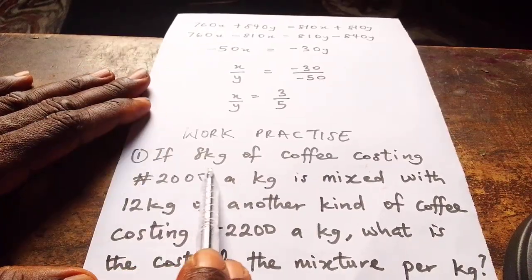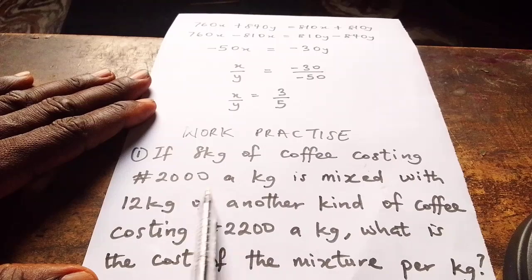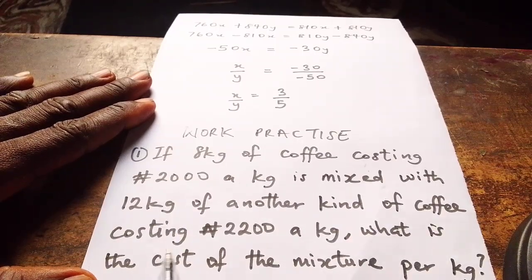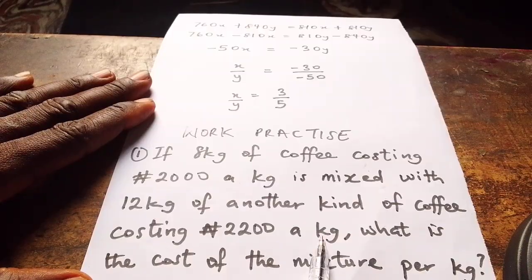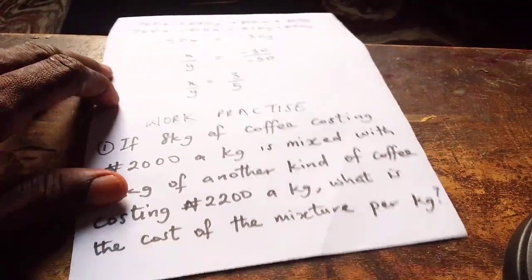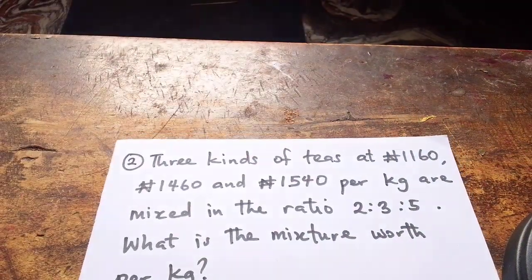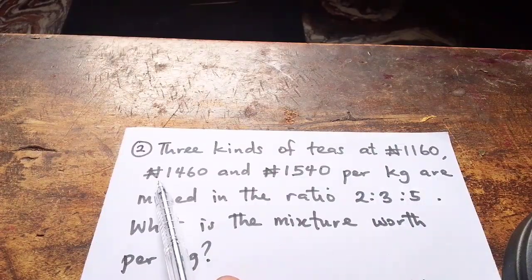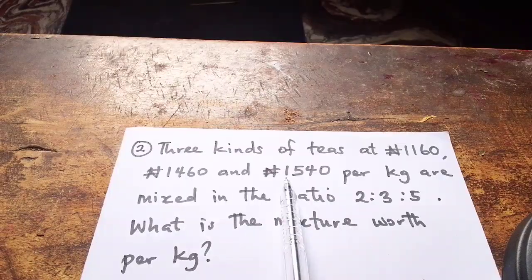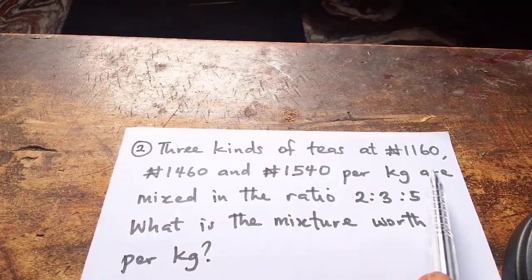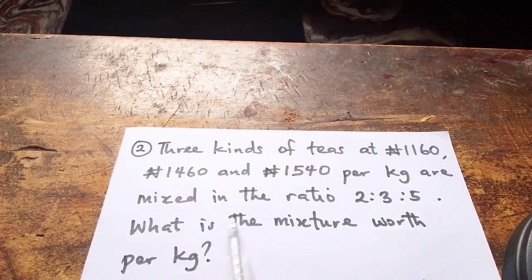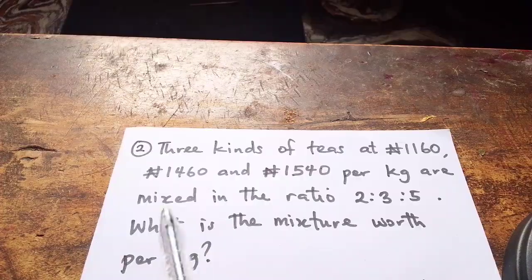Number 1, if 8 kilogram of coffee costing 2,000 naira a kilogram is mixed with 12 kilogram of another kind of coffee costing 2,200 naira a kilogram, what is the cost of the mixture per kilogram? Number 2, you have 3 kinds of teas at 1,160 naira, 1,460 naira and 1,540 naira per kilogram mixed in the ratio 2:3:5. What is the mixture worth per kilogram?